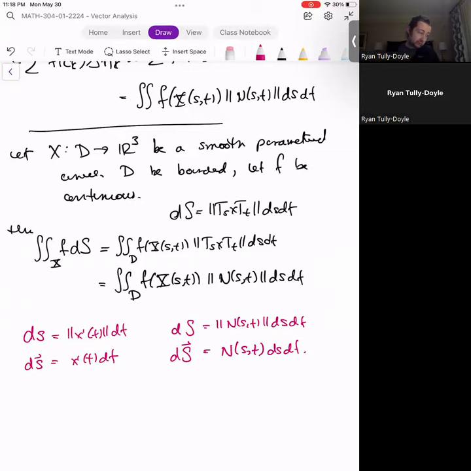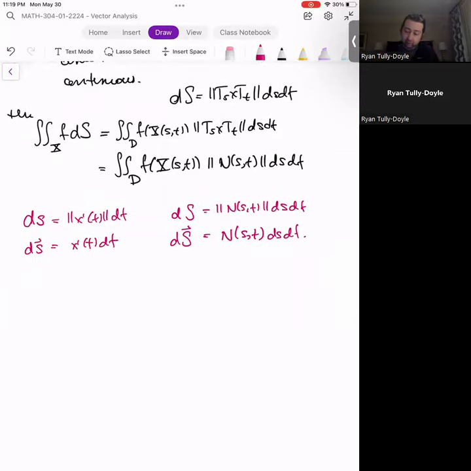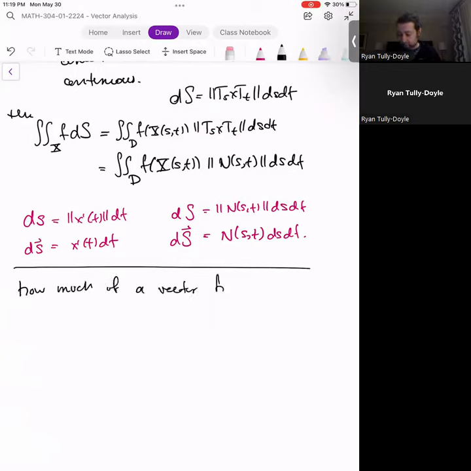Okay, so the question that we have now is how much of a vector field passes through a surface? So in the curve case, we were asking how much does a vector field interact with a particle traveling on a path? So it's a work question. Now we're talking about a surface with an arrow going through it. And so the question is, how much of a vector field is passing through a surface?